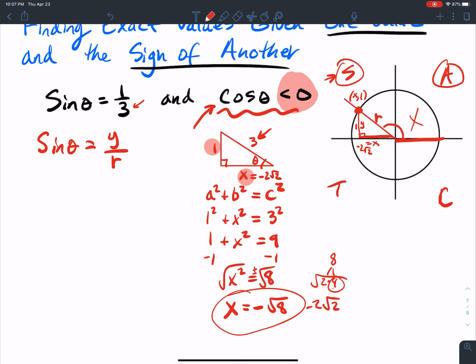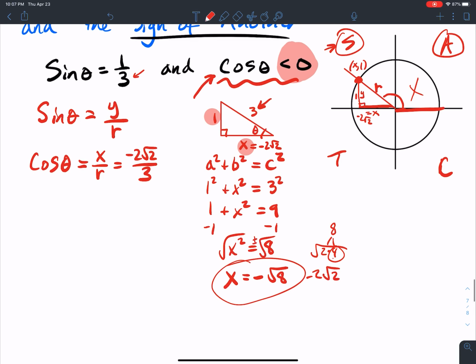Okay, so what do we know now? We actually can calculate the cosine of theta. The cosine of theta is going to be x over r, which is negative 2 square root 2 over 3.